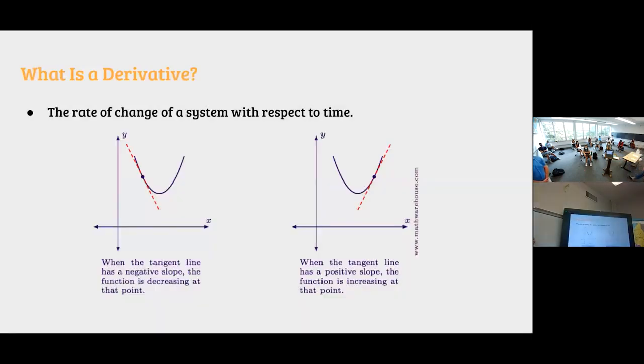Before we can analyze these any further, we need to know what a derivative is. A derivative is simply the rate of change of a system with respect to time. If we take a curve or a part of the system, take a point on that curve and find the slope, also known as the tangent line, we see if the slope is either positive or negative. If the slope is negative, the system is decreasing. And if the slope is positive, the system is increasing.